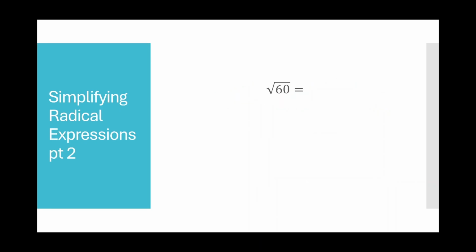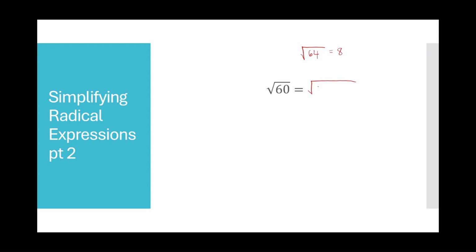If I was taking now the square root of 60, and before we do that, let's just estimate. I know that 64 is a perfect square. That's equal to 8. So it's going to be a little less than 8. That's my guess. So, square root of 60.